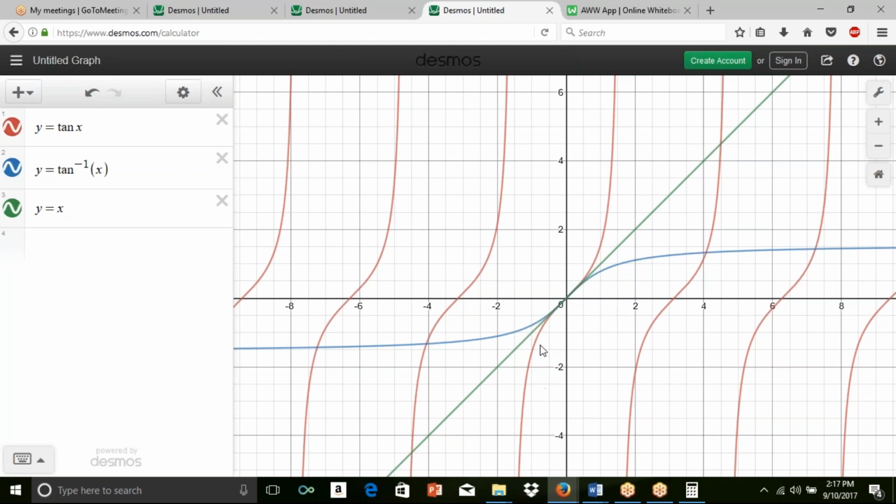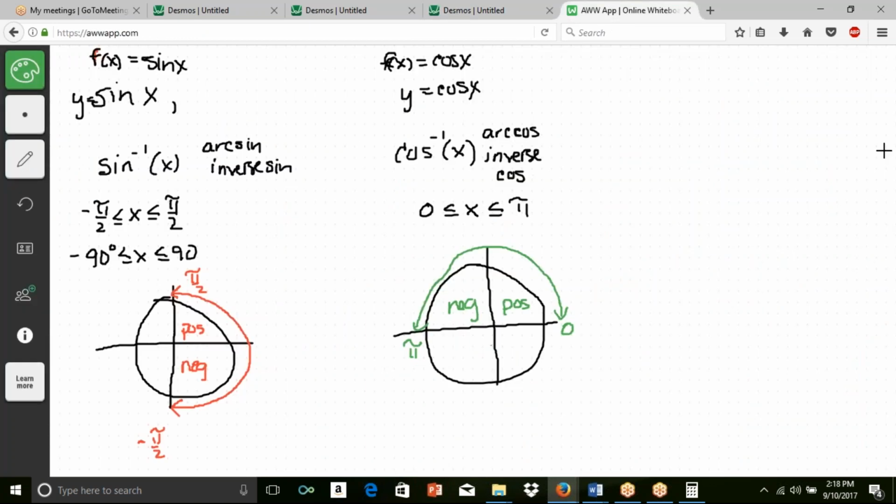Now, since my whole function goes all the way down and all the way up, that's why this blue goes all the way to the left and all the way to the right. But it's still restricted by this asymptote right there and this asymptote right there, because if I go past that asymptote and try to draw a horizontal line, it's going to hit it in more than one place. So I have to restrict it from negative pi over 2 to pi over 2. So it has the same restriction as sine does.